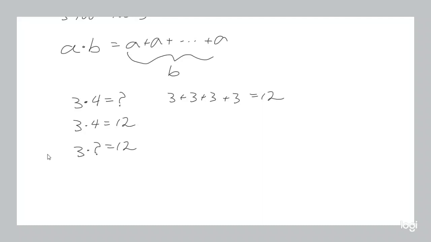You're saying, I want to add up 3 a bunch of times. I don't know how many times I have to add it up, but I want to add it up a bunch of times so that I get 12 as a result. How many times do I have to add it up? Well, the answer is 4. But how do we write that?